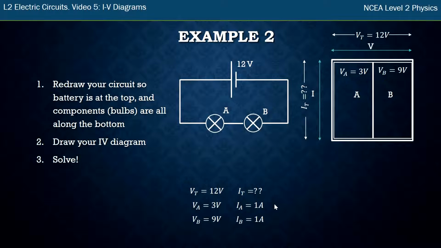Now let's do the currents. I don't know the total current, but I do know the height of A is 1 and the height of B is 1. They are the same height. I don't need to add them together to find the total, because the total height is just going to be 1 as well. And all solved. Again, this IV diagram remembers the rules for you. It's built into the system.